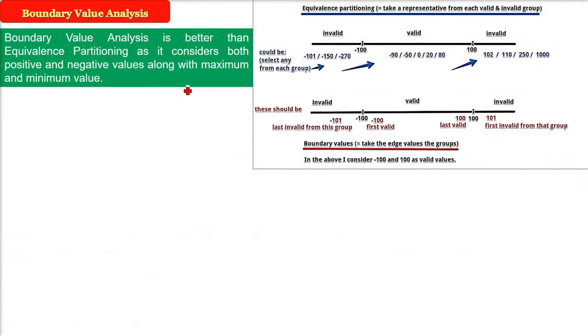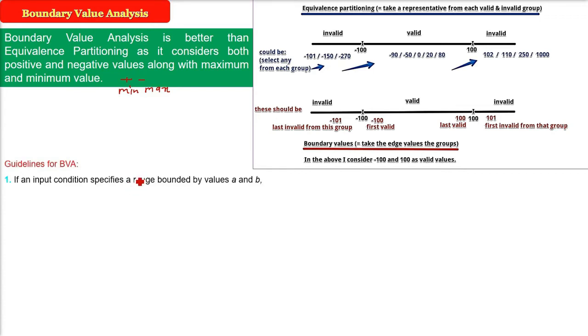Sometimes people say that boundary value analysis, if we compare it with equivalence partitioning, though they complement each other, BVA is considered better because it may take the positive and negative values both, along with the minimum and maximum value. So what are the guidelines for BVA? How do you actually do it?